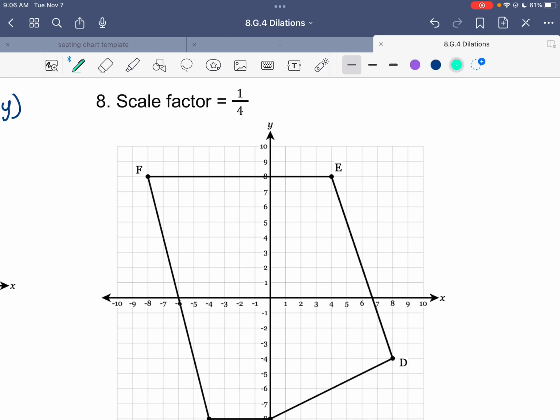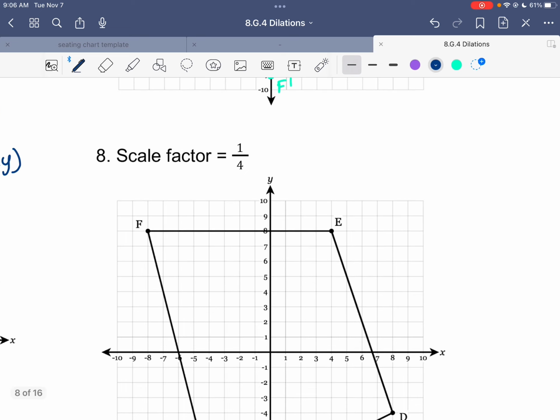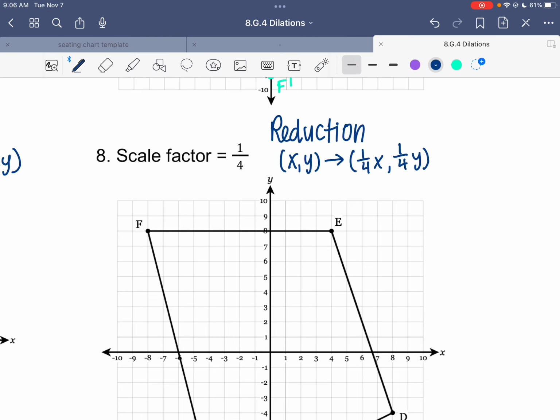And our last one, we have a scale factor of 1/4. This is a reduction. Our coordinate rule is for every x and y, we're going to multiply our x times 1/4 and our y times 1/4.